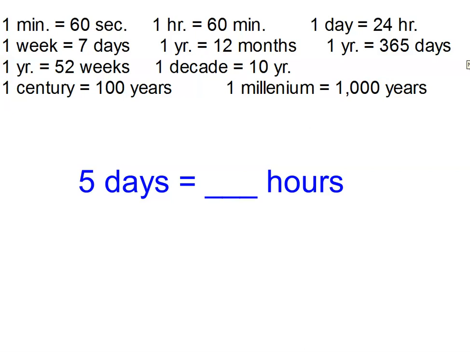A year is 12 months. A year is 365 days. I know it's probably 365 and a fourth, but we're just going to keep it simple. 1 year is 52 weeks, which is also in about. A decade's 10 years. A century is 100 years. And a millennium is 1,000 years.